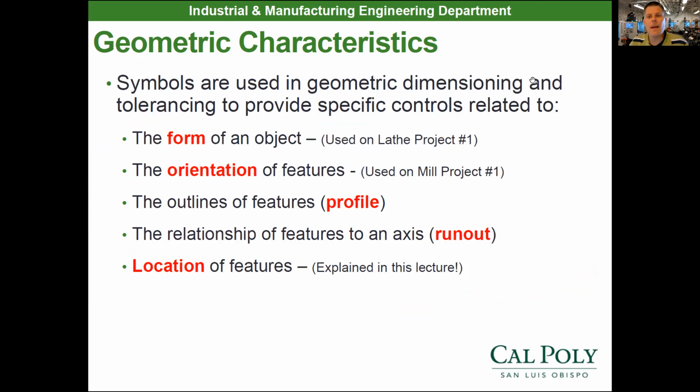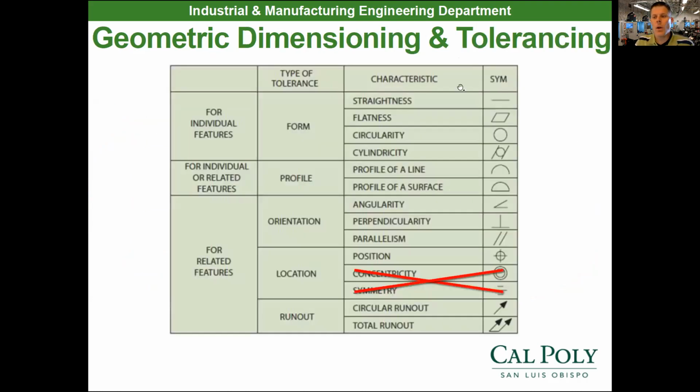But these geometric characteristic symbols are grouped into 5 different categories. So I could have the form of an object, the orientation of an object, the profile of an object, runout, or a location out there. And remember, concentricity and symmetry are gone. So this is how they're grouped.